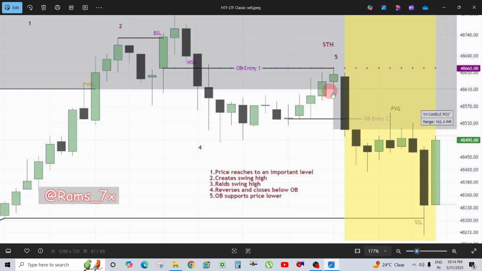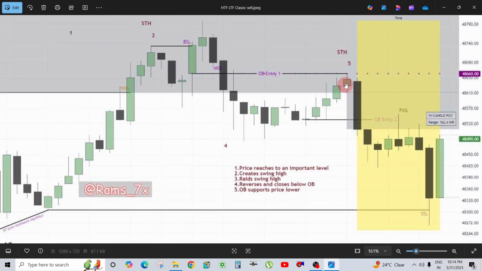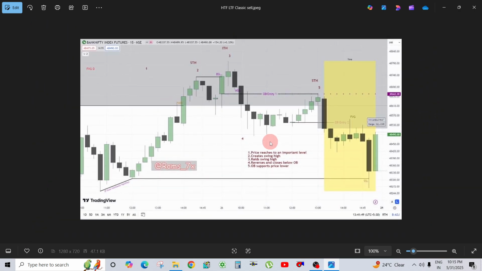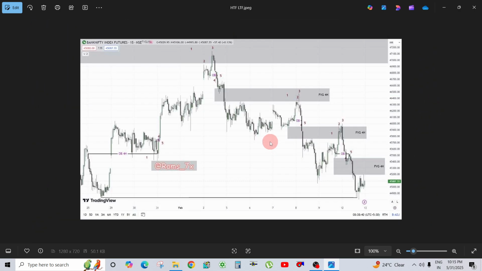And the second one is a fair value gap. If you notice, these two have formed at the same location. So this is a high probability entry, which is a unicorn: fair value gap plus order block. See, as soon as the price reached this fair value gap, it started its momentum in the bearish direction and took the nearest swing low. That's it. I'll show you one more example.